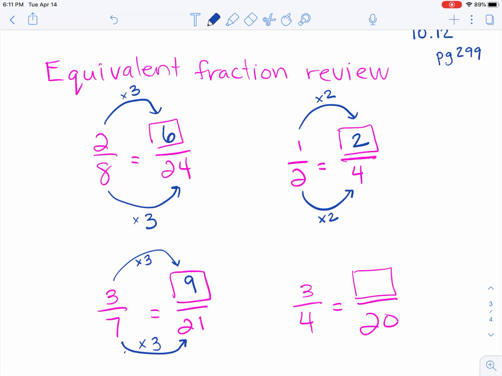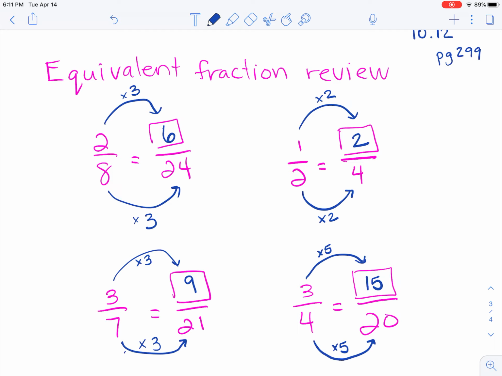Okay, last one for review. 4 times what equals 20? 4, 8, 12, 16, 20. Times 5. 4 times 5 is 20. What we do to the bottom, we also do to the top. So 3 times 5 is 15. 3 times 5 is 15.